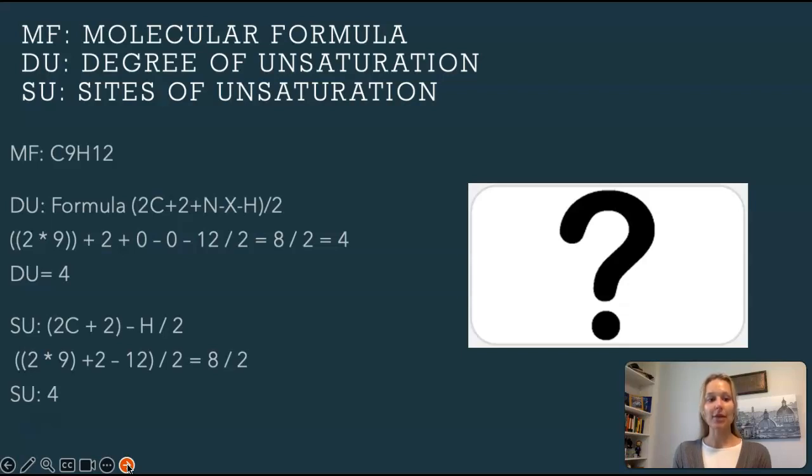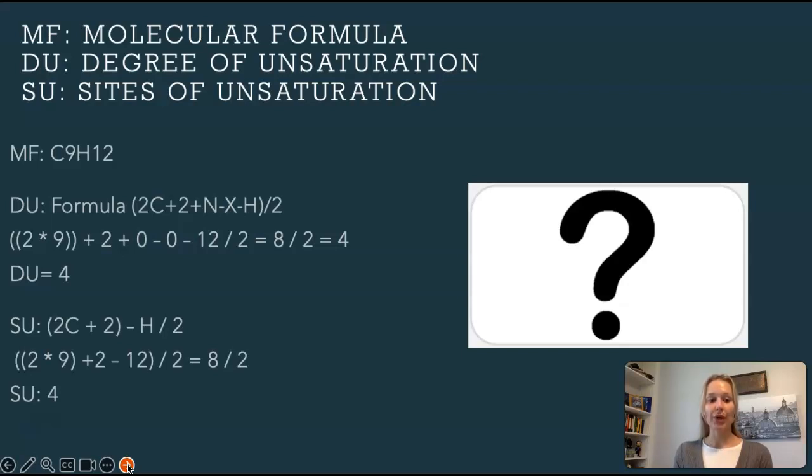To calculate the degrees of unsaturation, we will be looking at the number of carbons, nitrogens, halogens, and hydrogens. So in our molecular formula, we have 9 carbons, no nitrogens, no halogens, and 12 hydrogens. I've added the chemical formula here in the PowerPoint, and so with our chemical formula, we have 9 times 2 for the 9 carbons, plus 2, which gives us 20. We then subtract 12, which gives us 8, and then divide that by 2, which gives us 4.